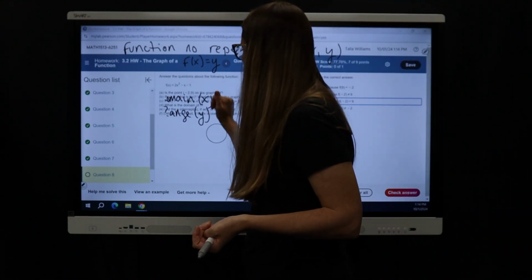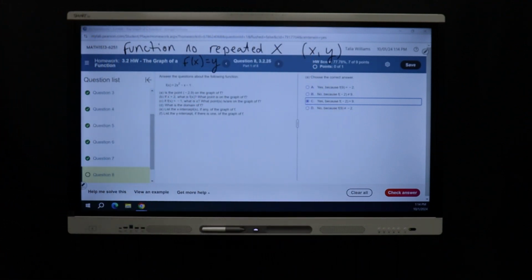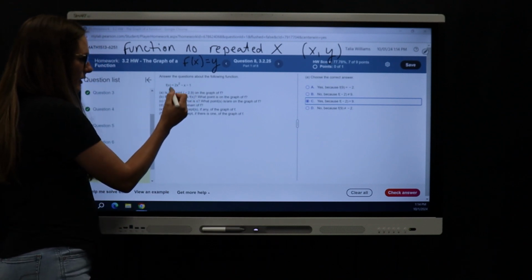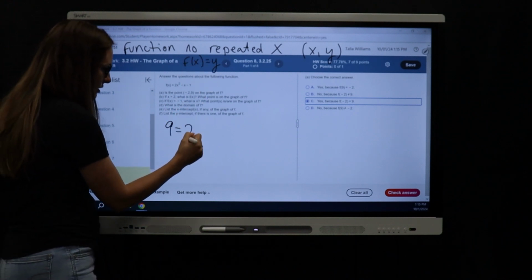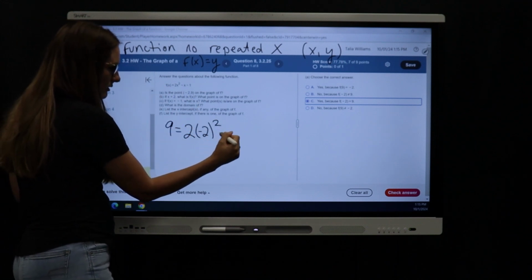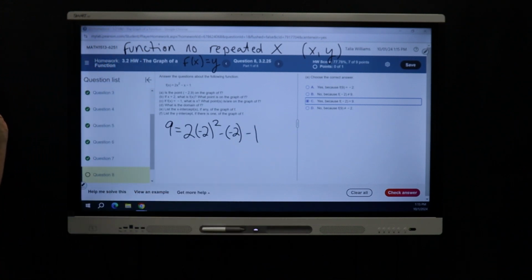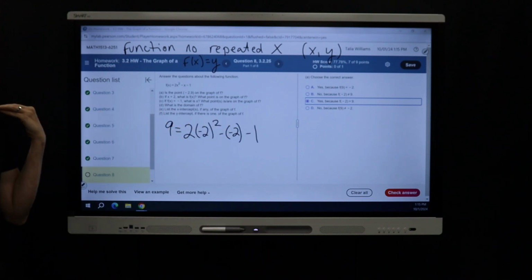We need to get rid of this too. Answer the questions about the following function. F of x equals 2x squared, subtract x, subtract 1. Is the point -2, 9 on the graph of f? So, I accidentally clicked one over there, but I have not checked it. Remember this, f of x equals y, so I'm gonna have 9 equals 2, and then instead of x, we're plugging in this -2 squared, subtract, instead of x, put in that -2. And if this simplifies out to 9, it is on the graph. If it does not, it is not on the graph.